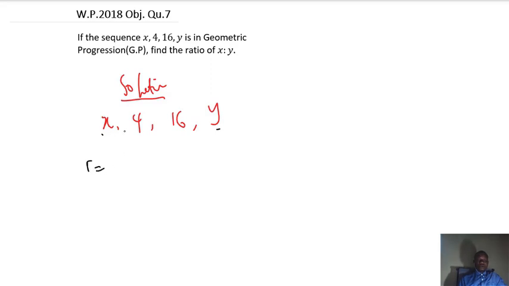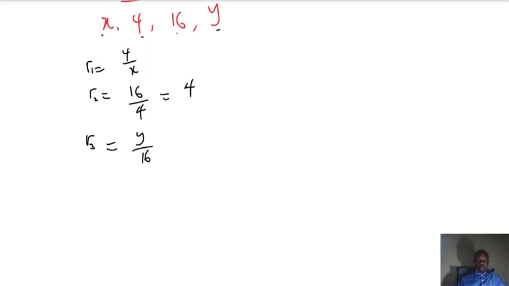The common ratio of the first two terms is going to be 4 over x, and the common ratio between 4 and 16 will be 16 over 4, which is 4. So let's say there is a common ratio R1, a common ratio R2, and let's find the common ratio between 16 and y. Let's say R3 is going to be y over 16. Because it is a GP, their common ratios are equal, meaning R1 is equal to R2.